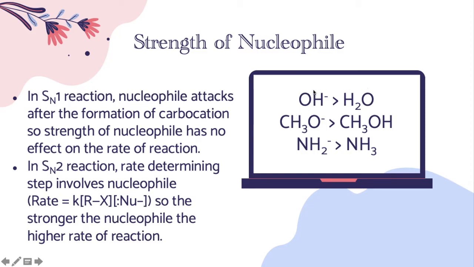If we notice, the anion is stronger than its neutral compound. So OH- is a stronger nucleophile than H2O. CH3O- is a stronger nucleophile than CH3OH, and NH2- is a stronger nucleophile than NH3.